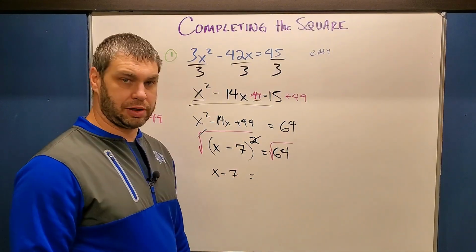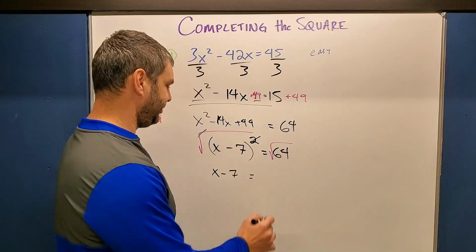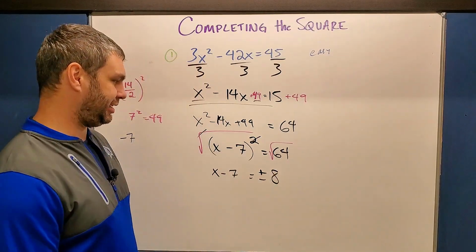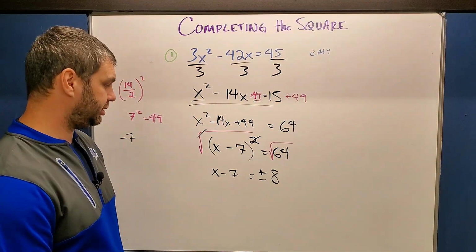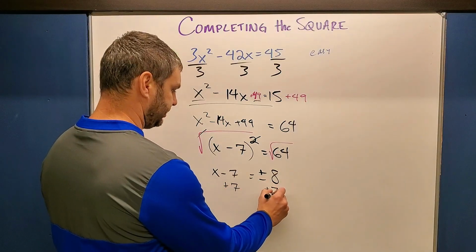On the right side, the square root of 64 is, no, it's plus or minus 8, right? Got you on that one, all right? So we got to put the plus or minus in there, and then we can put the 8. There's actually 2 solutions to that problem, and most of your answers here with completing the square will also have 2 solutions. I'm going to add 7 to both sides.